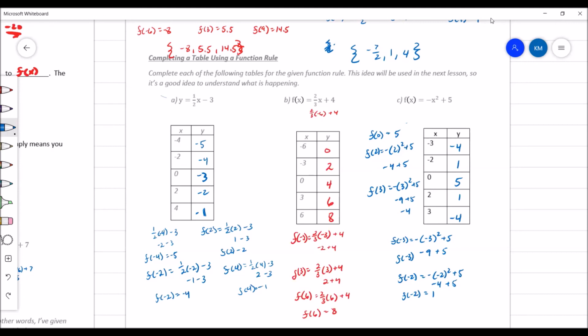All right, so there you go. There's some functions. In our next lesson, we'll probably associate those with some graphs, but that's fine in the function we're using it. All right, see you.